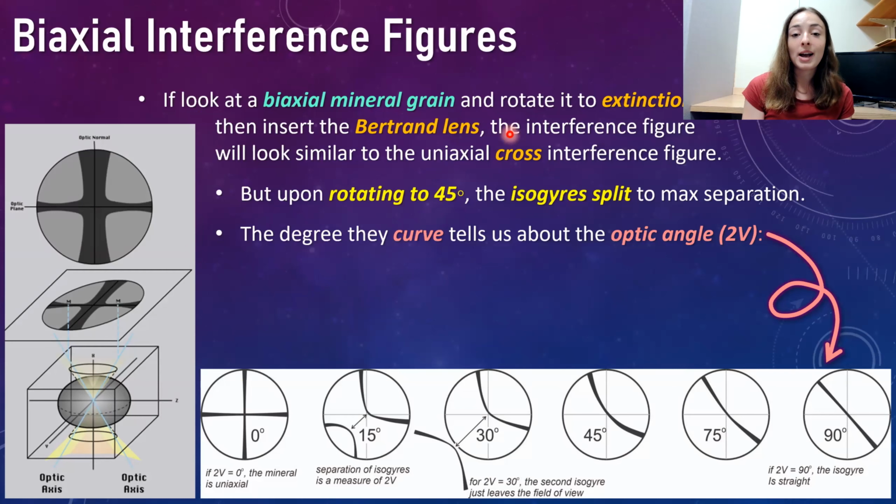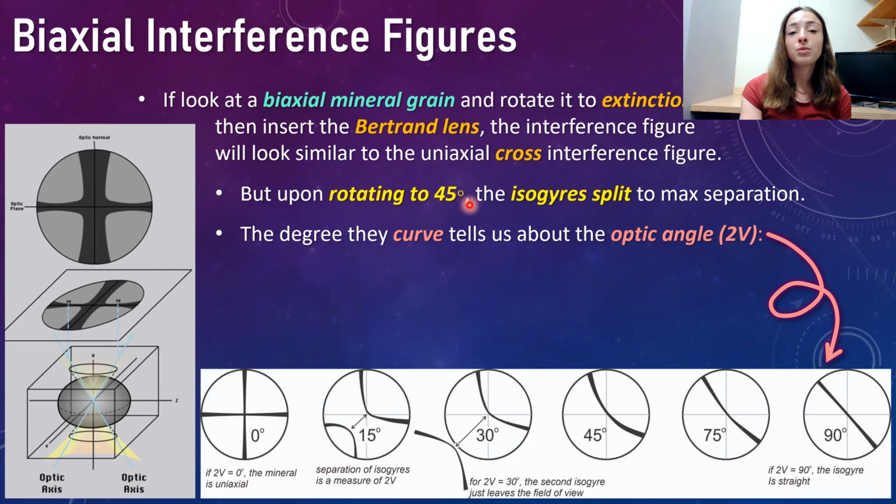So getting into biaxial minerals, we need to talk first about biaxial interference colors because they differ slightly from uniaxial ones, and then we'll talk about biaxial optic signs. So if you look at a biaxial mineral grain and rotate it to extinction, then insert the Bertrand lens, the interference color will look similar to the uniaxial cross like shown here on the left. However, upon rotating it 45 degrees, the isogyres split to maximum separation. What the heck does that whole sentence mean? Well, your isogyres, if you remember, are the black lines that make up your cross in your interference color.